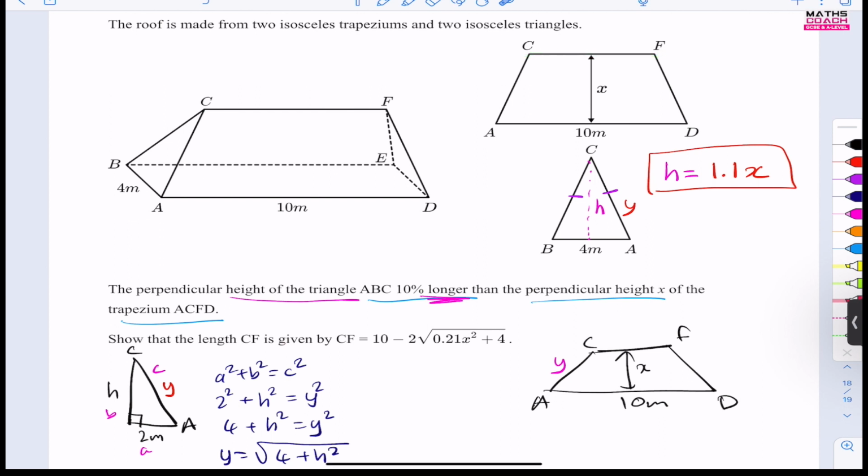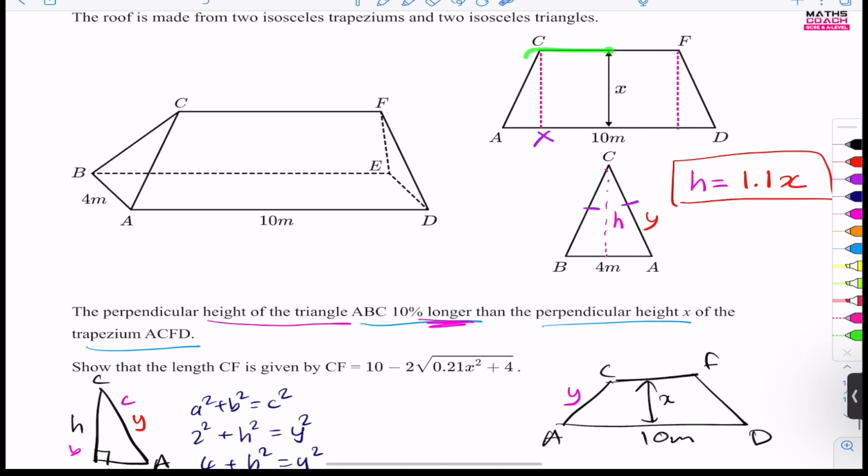So if I draw a dotted line from there to there, and also the same here, and I mark this point X, CF is going to be all of that 10, take away this and take away that, right? So if I find one, and remember they're symmetrical, so if I find an expression for AX, I can multiply it by 2 and then take it away from the 10. And that will give me CF, right?